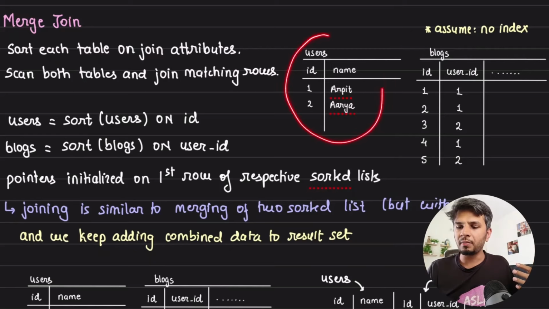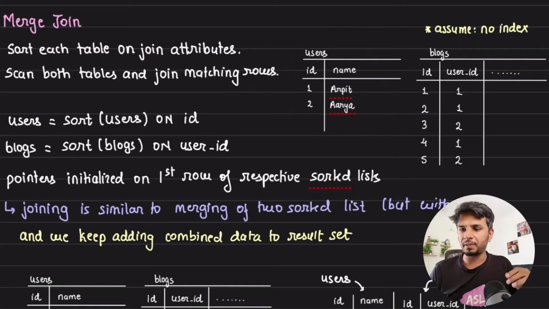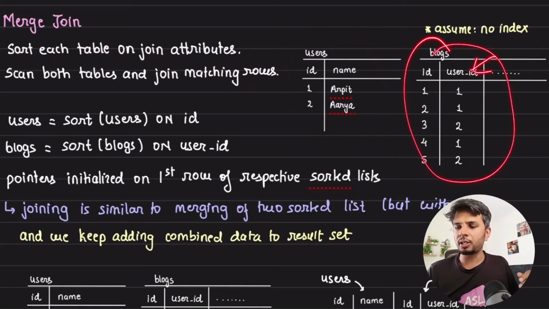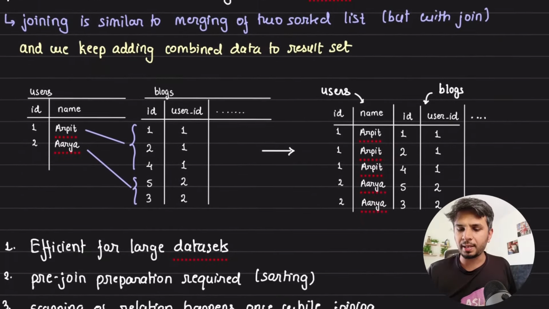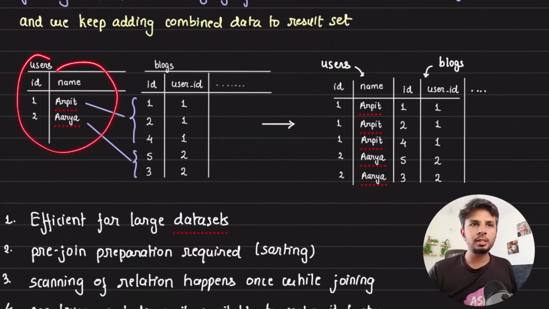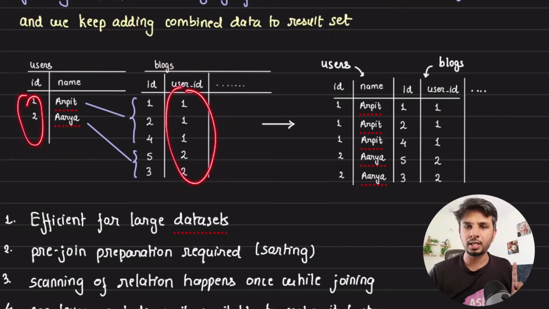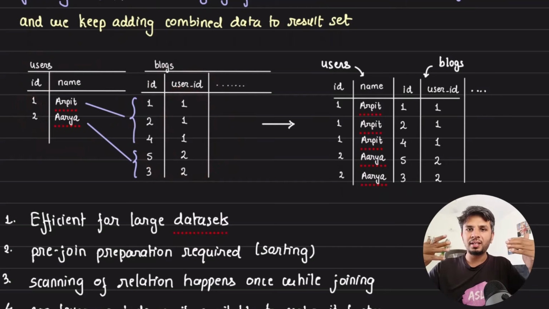So my table one, which is users, I would sort on user ID, the primary key of the table, and the blogs one, I would sort by user_ID. This way, after the step, I would have two tables, both sorted on the join attributes. Look here, they're all sorted. Now, given I have two sorted arrays, imagine them as lists, the merging of them becomes very easy.